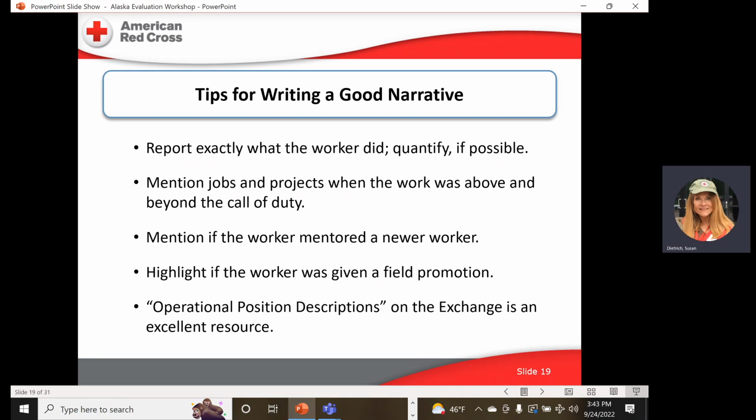And if you're struggling a bit with the position description, maybe that's not even your gap, and you're having to write the evaluation on somebody who's not right in your gap. We'll talk about that in a minute. So there's something called operational position descriptions on the Edge, on the Exchange, and that's a really good resource.